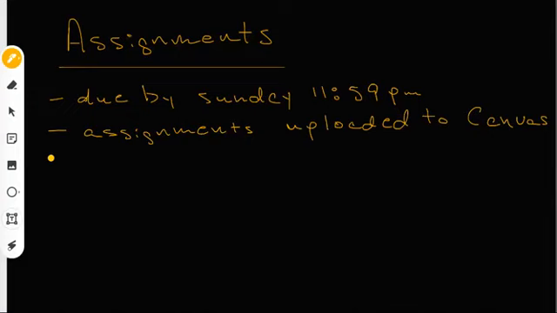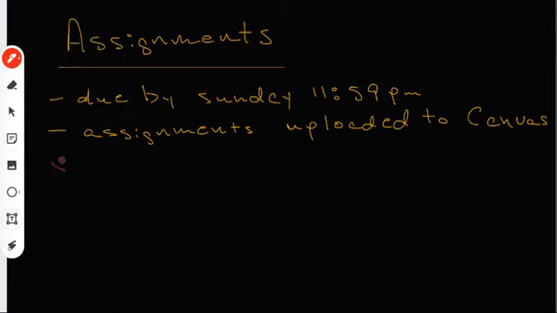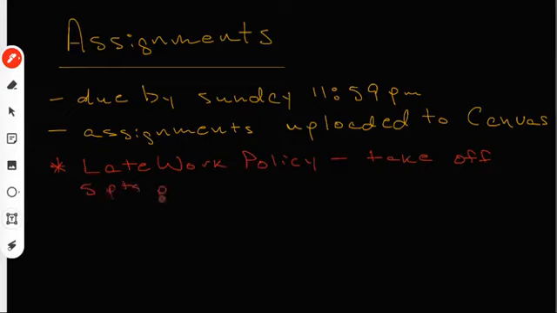Okay, so there are 3 policies that you need to know about, and I'm going to change to red for this. Okay, the late work policy. Let's talk about that. The late work policy, I'm going to take off 5 points per day the assignment is late. And eventually, after 20 days, you'll have a 0. So don't let it get to that. That's my late work policy.